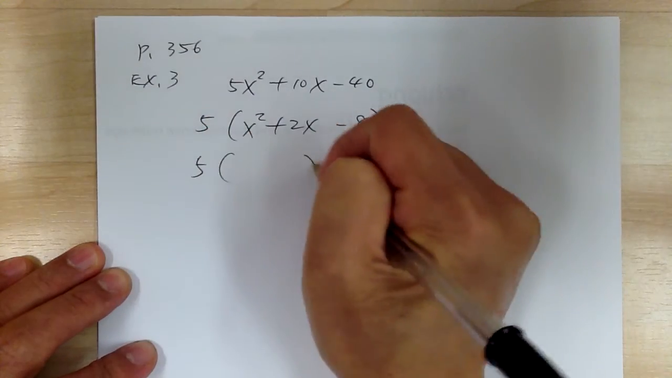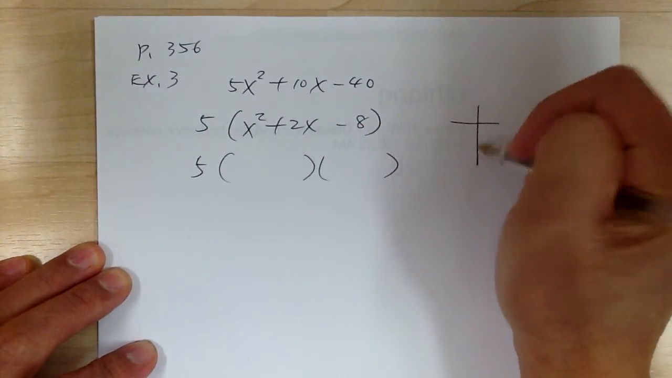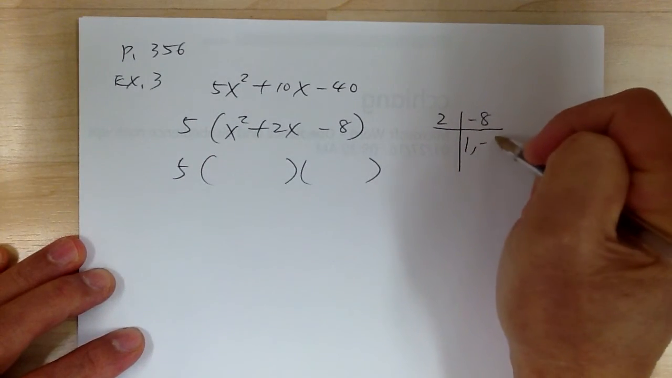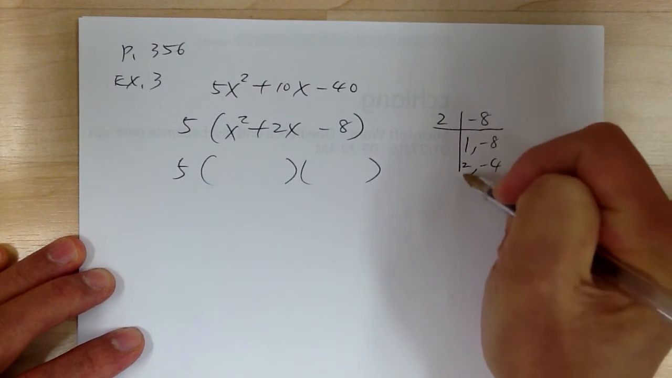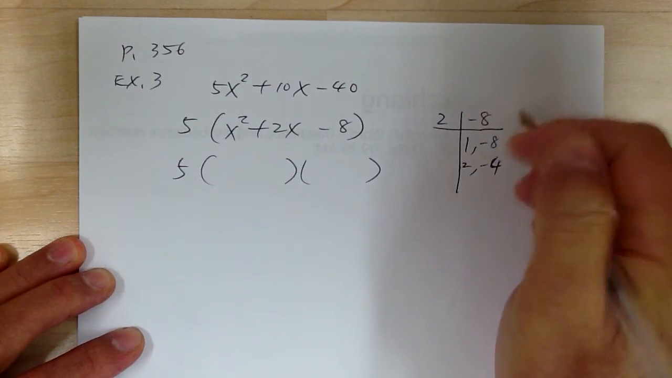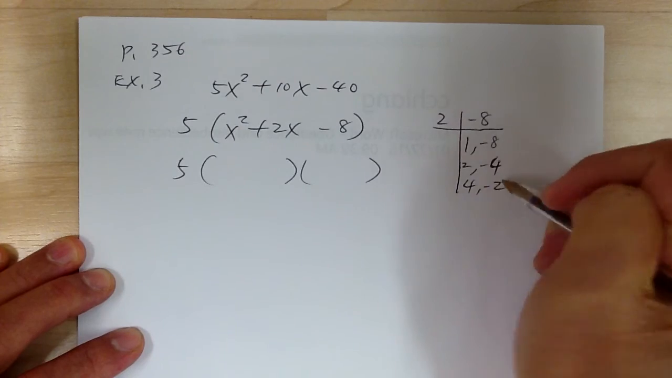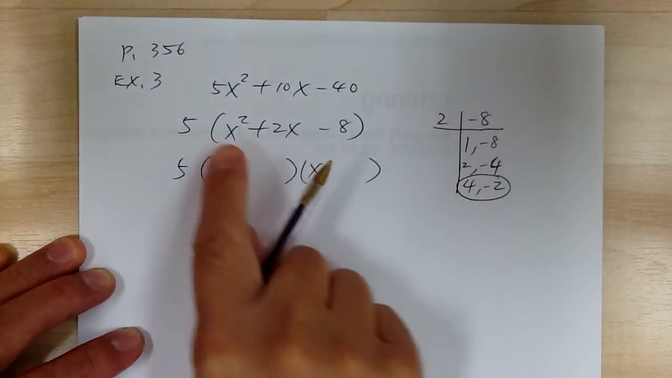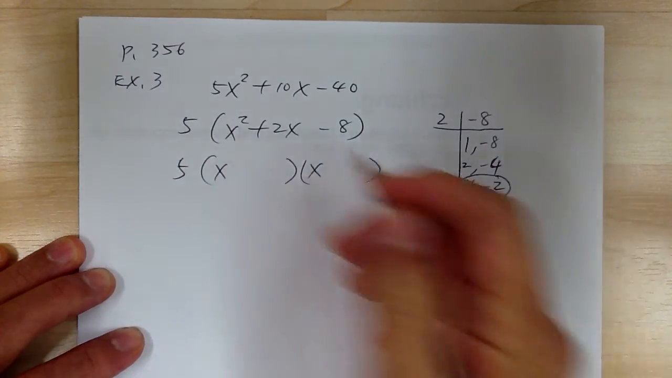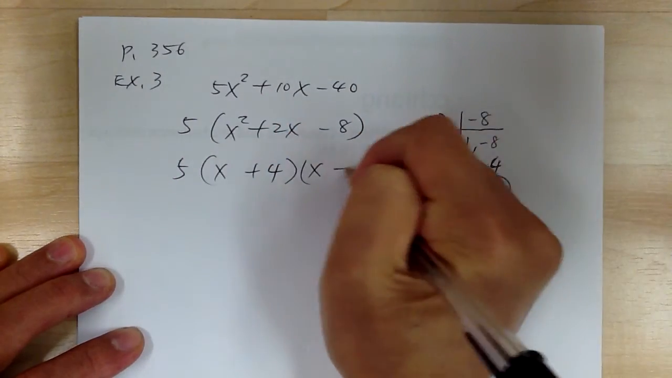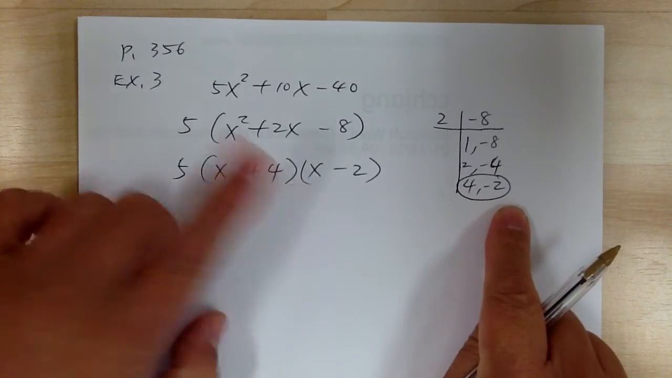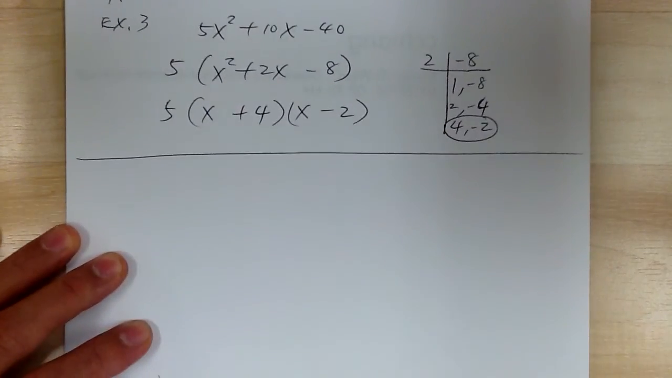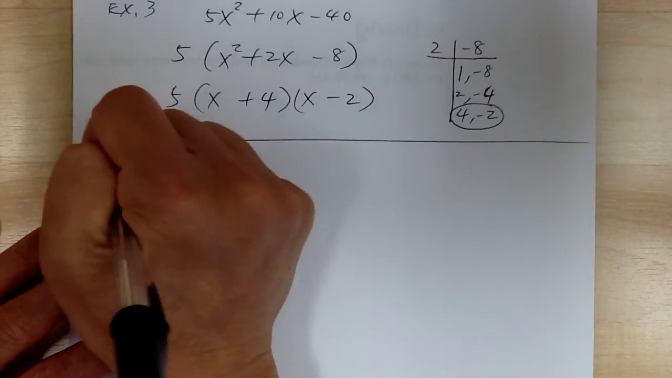For master product, you've got negative 8. So go 1 comma negative 8, 2 comma negative 4. Over here you can see that you need to get 4 comma negative 2. So you get x, x. Now there's no number in front, so whatever you see is whatever you get. So plus 4, minus 2. And that's it. So you're done.